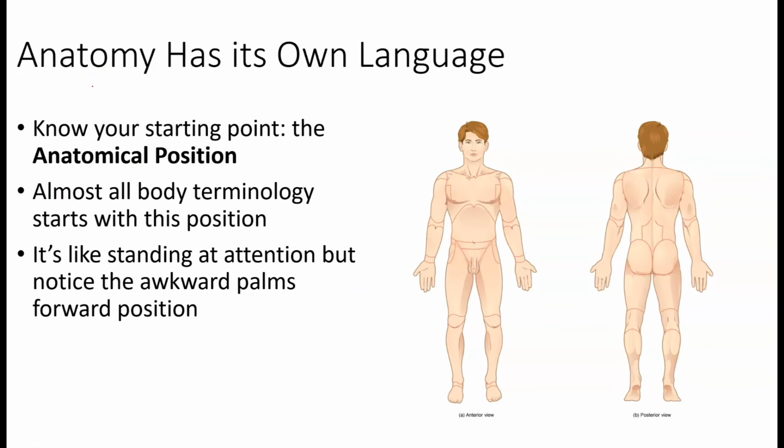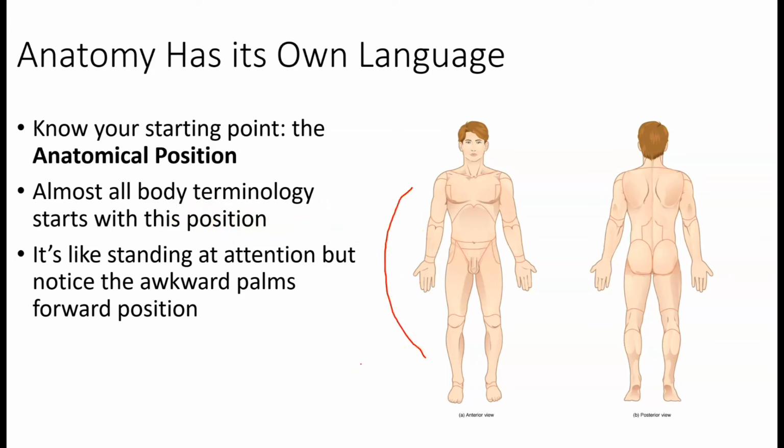Like a lot of science, anatomy has its own language. So before we go anywhere with this, it's like hiking in the backcountry. You can't really get to point B unless you know where point A, your starting point, is. So first, before we can get into all this terminology, let's understand the starting point, what's known as the anatomical position. Almost all body terminology starts with this position, and you can see the position over here.